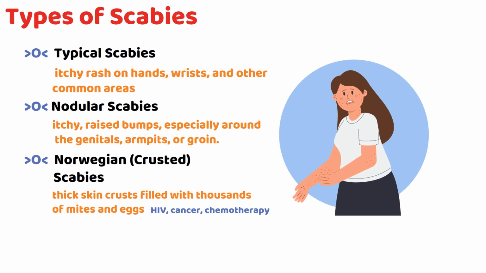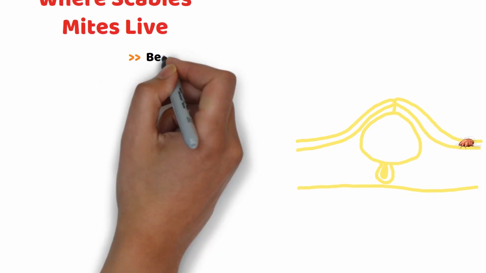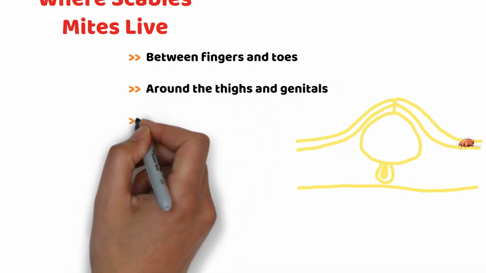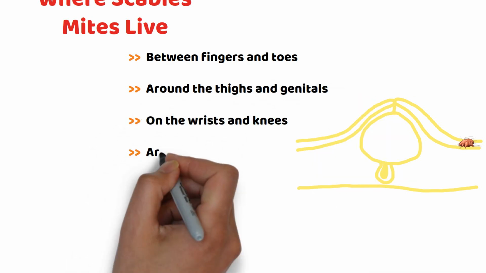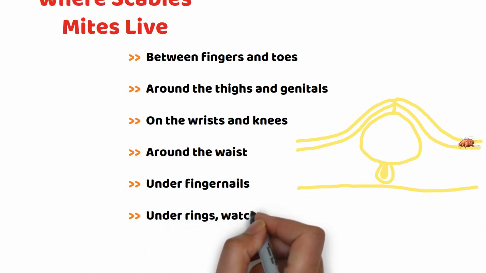Now we see where these scabies mites live. Mites often live in the folds and creases of the skin, including between fingers and toes, around the thighs and genitals, on the wrist and knees, around the waist, under fingernails, and under rings, watches, and bracelets.